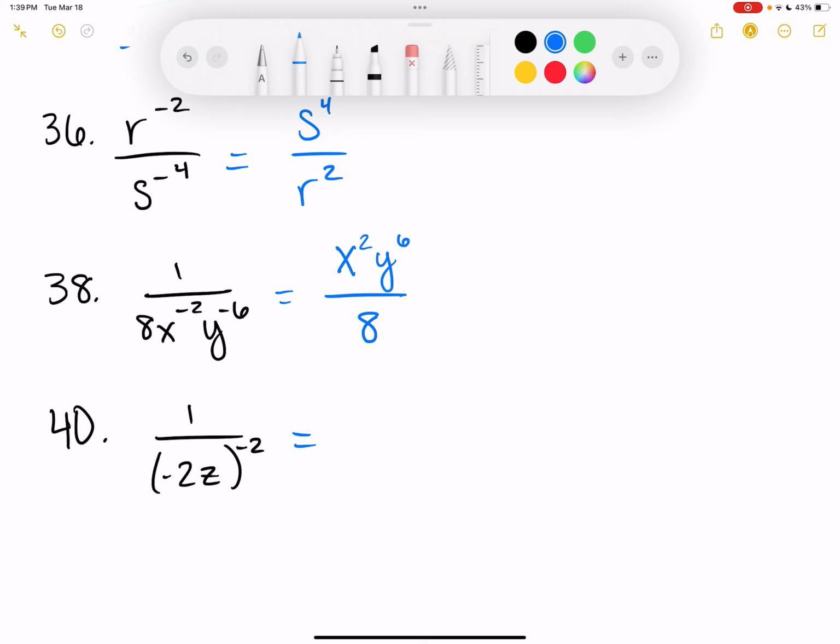Flip it. So I'm going to move this up. It'll make it easier if we do this. Negative 2z squared. Now I would distribute. A negative number raised to an even power is what? A positive. So that's going to end up being 2 squared, squaring it in my head and putting that as the power, and then z squared. So that ends up just being 4z squared.